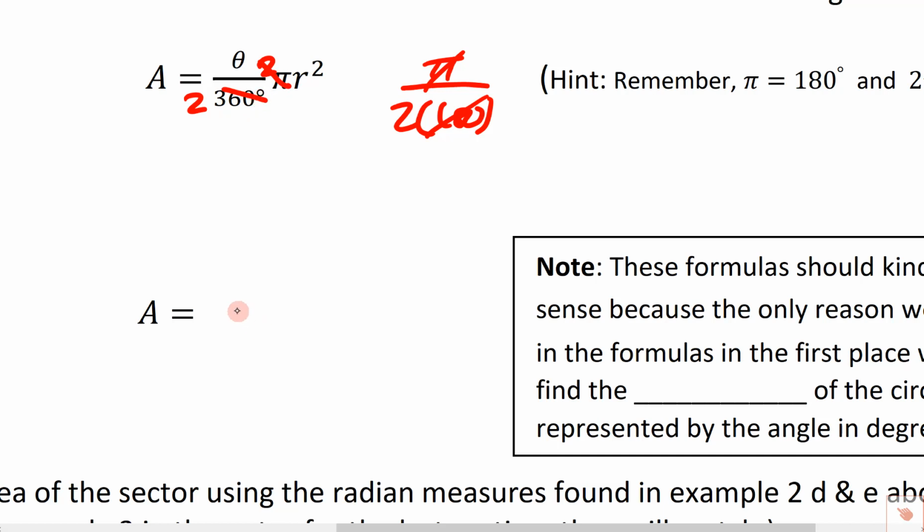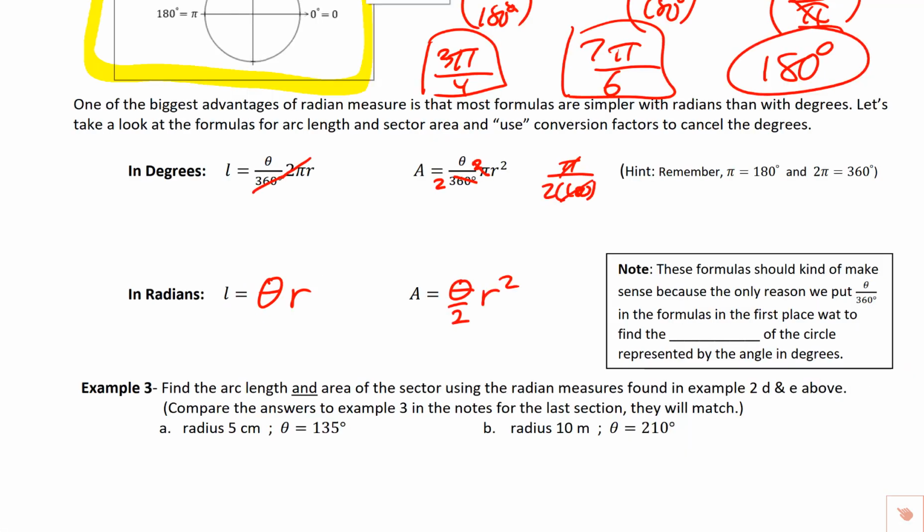So here's the formula. You see what it is? Theta divided by 2 times r squared. So I'm going to make those the same size. That's still an easier formula. Off to the side here, this should kind of make sense, because the only reason we put the theta over 360 was so that we could find the fraction of the circle represented by the sector. And a radian does that automatically.